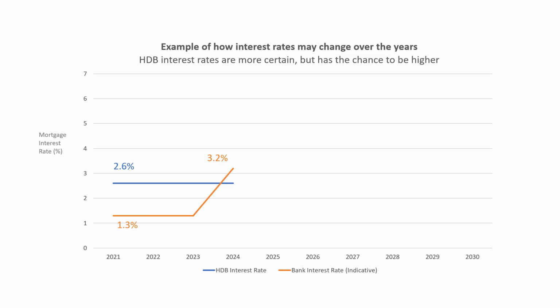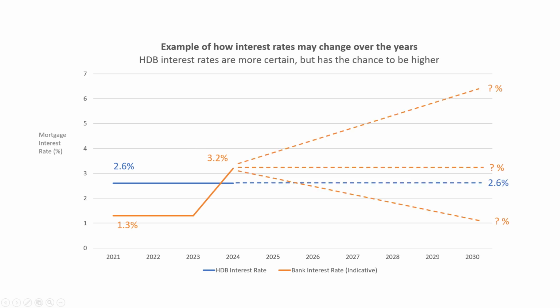However, as you can see, I've assumed a 2 years lock-in, and after this 2 years of lock-in, when it came time to refinance for a bank loan, the interest rate actually went up to 3.2% in the year of 2024. And this is now higher than HDB's 2.6%. Where it would go in the future is really anybody's guess. You could make a speculation, but the truth is that nobody knows for certain.